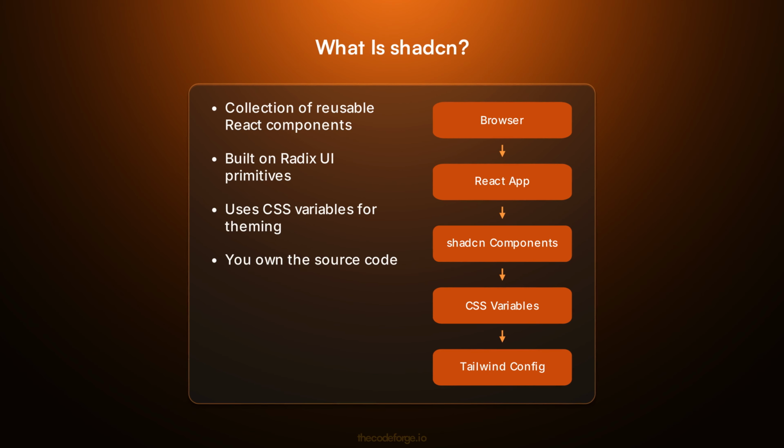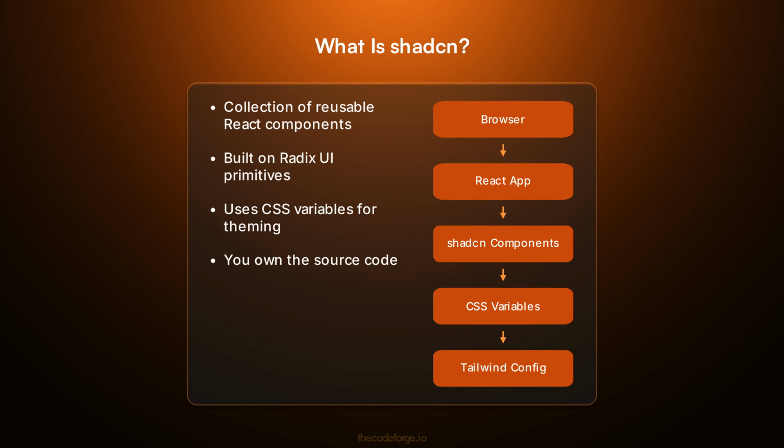AI mistakes. Shadcn is a collection of reusable React components that ship as source code you own, built on Radix UI primitives and Tailwind CSS. Its core value proposition is that components use CSS variables for theming, allowing you to swap color tokens globally for dark mode, branding, or accessibility.